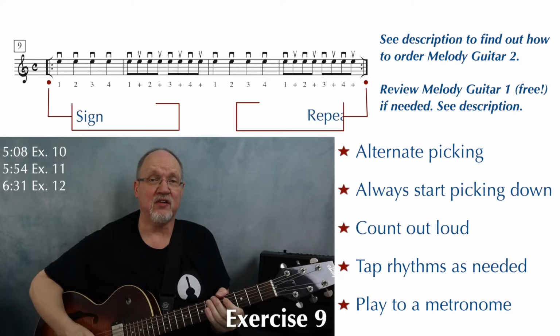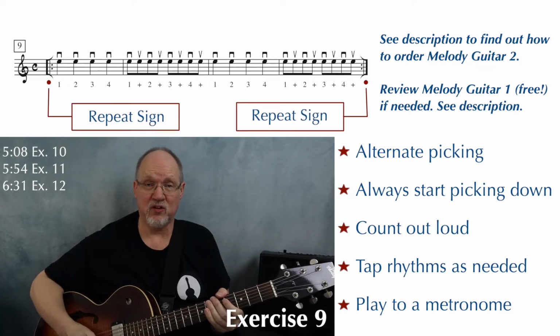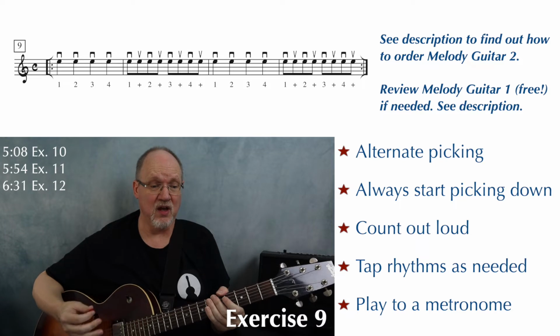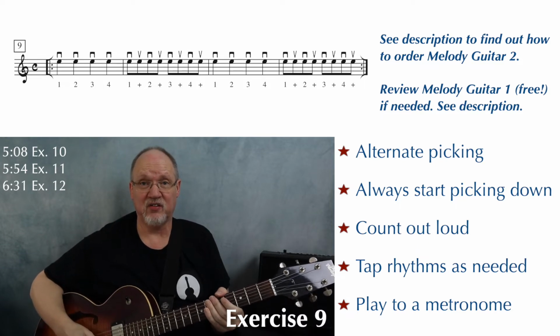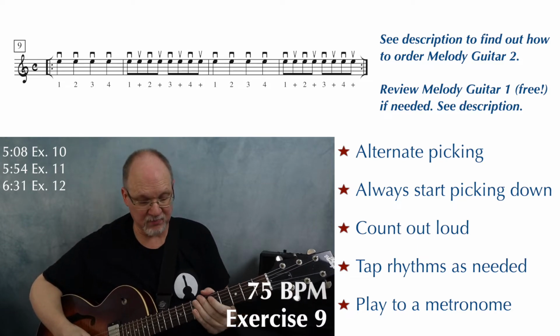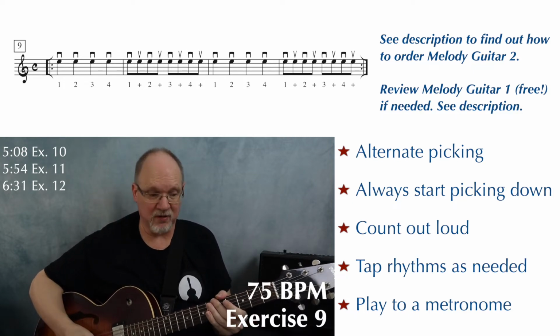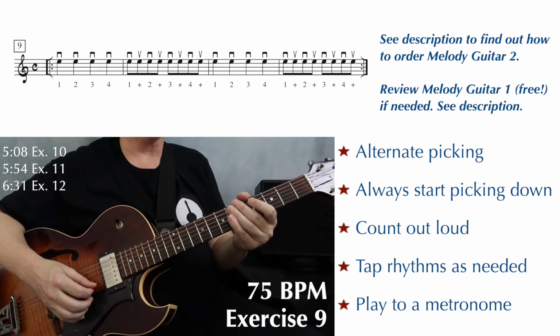And each exercise includes repeat signs. That's just to indicate that you play them several times to get this counting down. It's very important to use a metronome when you're practicing, but especially when you're doing counting exercises like this, so you stay in tempo. So I'm going to set my metronome to 75 beats per minute for all these exercises, but here's number 9 with the metronome.